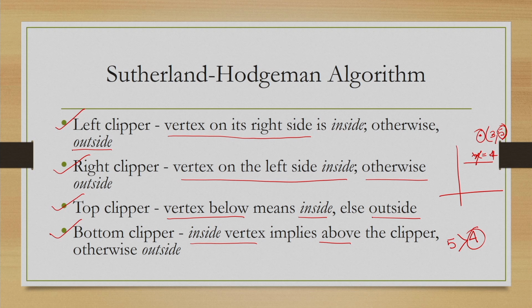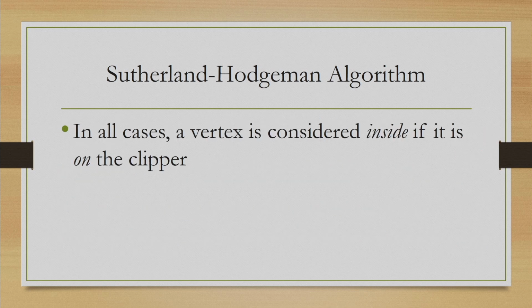Similarly, we can determine the inside and outside based on comparing the x or y coordinate value of the vertex with respect to the clipper values. If the vertex is on the clipper, then it is considered inside in all the cases. So, for a left clipper, inside means either it is on the right side or on the clipper, otherwise it is outside, and same is true for all other clippers.